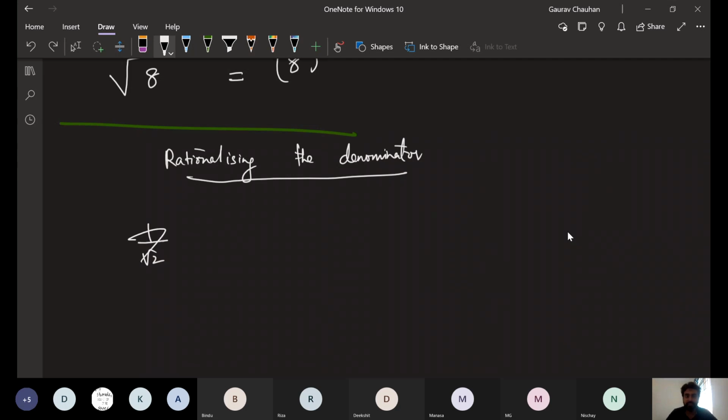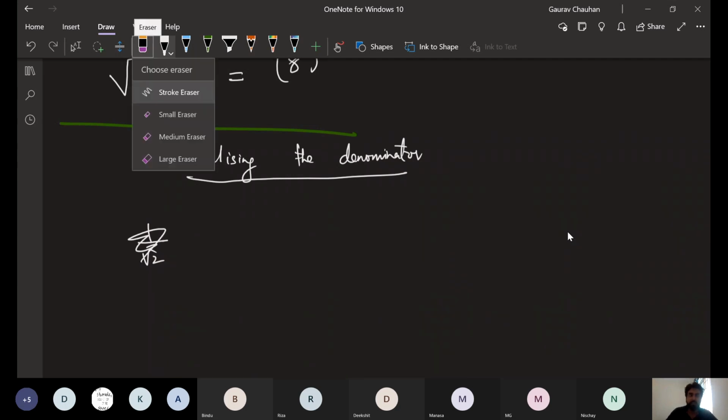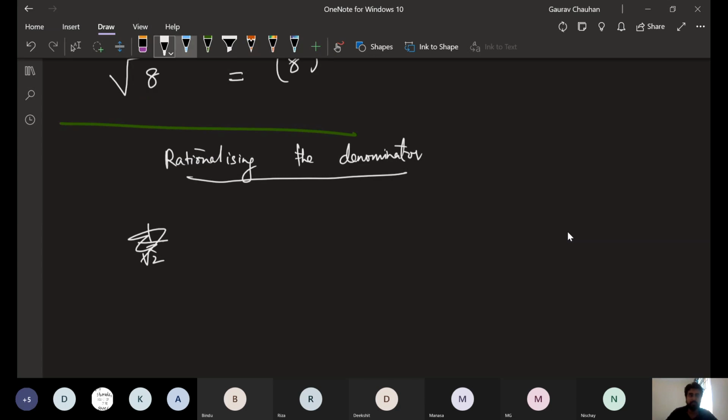I'll take a few examples of rationalizing. Just give me a minute, something is wrong with my eraser. No problem.